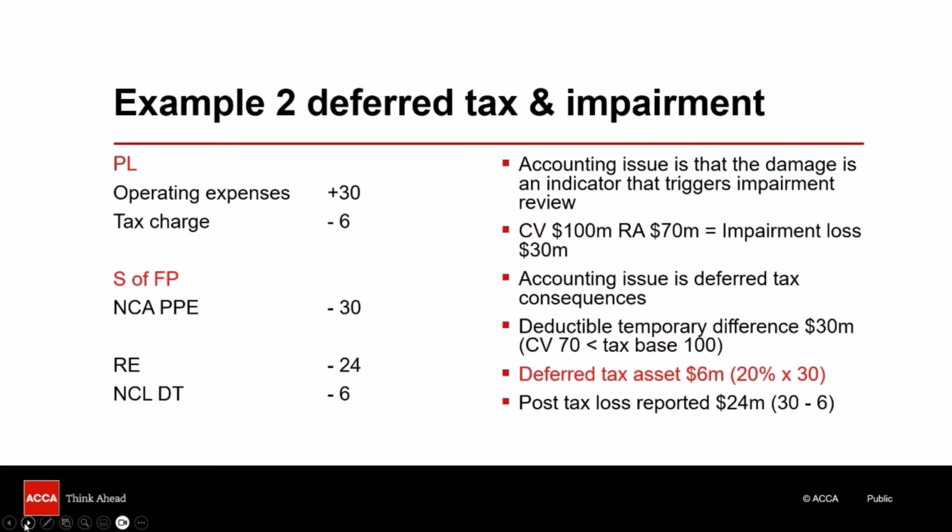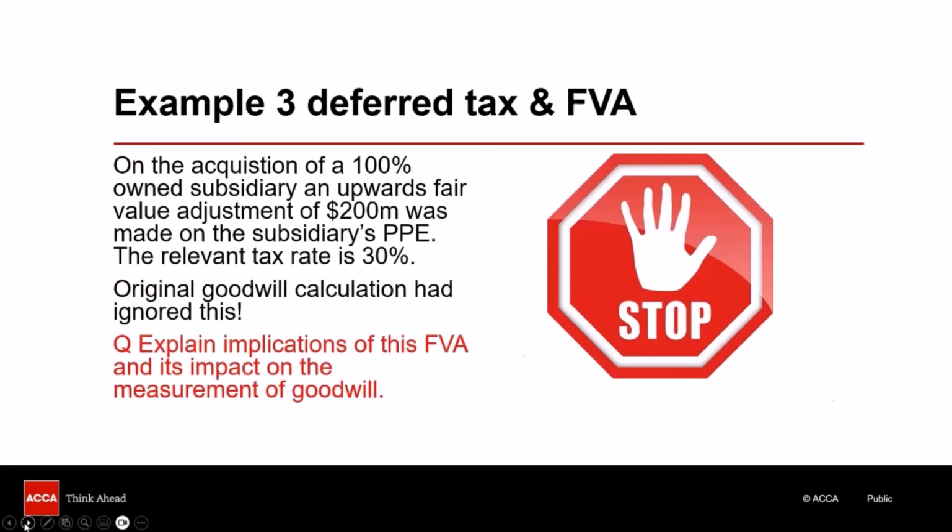Example 2, 2 down, 1 to go. All right. Once again, this is now an opportunity for you to stop the video, to read that information and to think what you would do, how you would process the impact on goodwill of the revaluation and, of course, because we're in a deferred tax scenario and it mentions deferred tax, the deferred tax implications.